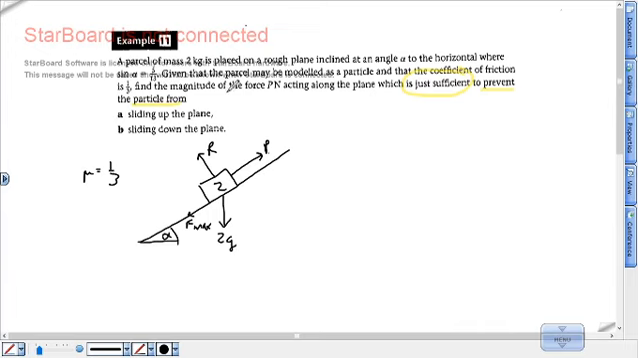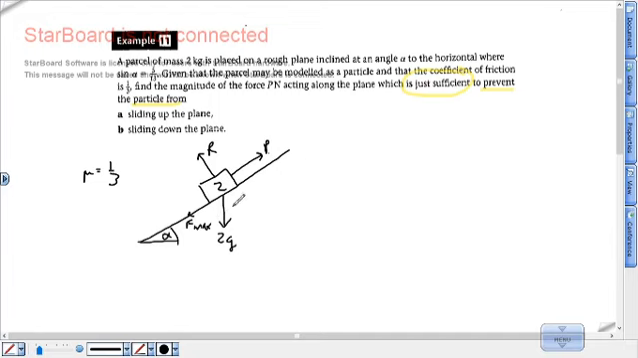So find the magnitude of the force P acting along the plane, which is just sufficient to prevent the particle from sliding up the plane. If I'd put it up there, I could hold it, but it would be just sufficient to stop it sliding down the plane. That is just sufficient to stop it, on the verge of moving. If P were tweaked a little bit more, it would move up the plane, so the F max must be acting in that direction, opposing motion.